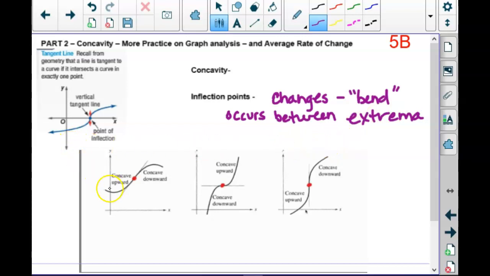So this is showing some different graphs and where it changes. Do you see that there's not a max or min, but it changed the way it was going, kind of changed the direction? Here, it's just going up, and it's still going up, but it changes the bend. Do you see what I'm talking about there? The good news is you're not going to have to identify where it changes the bend. It's an estimate because we can only find the exact value using calculus.